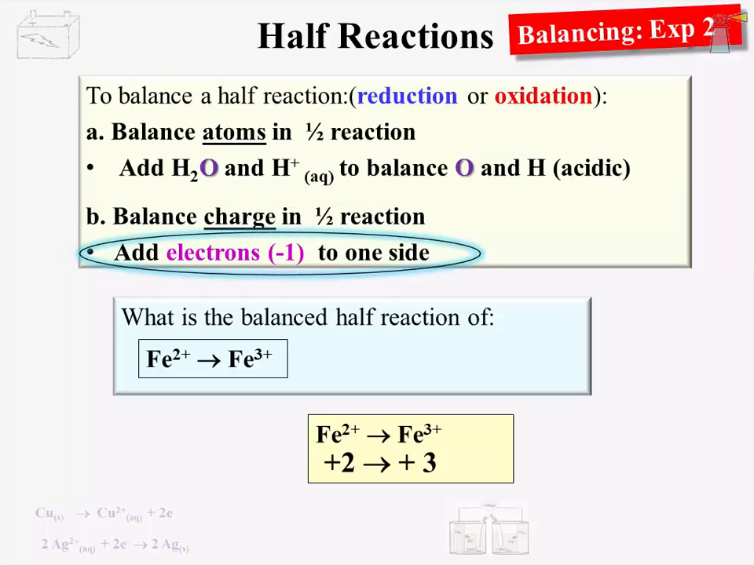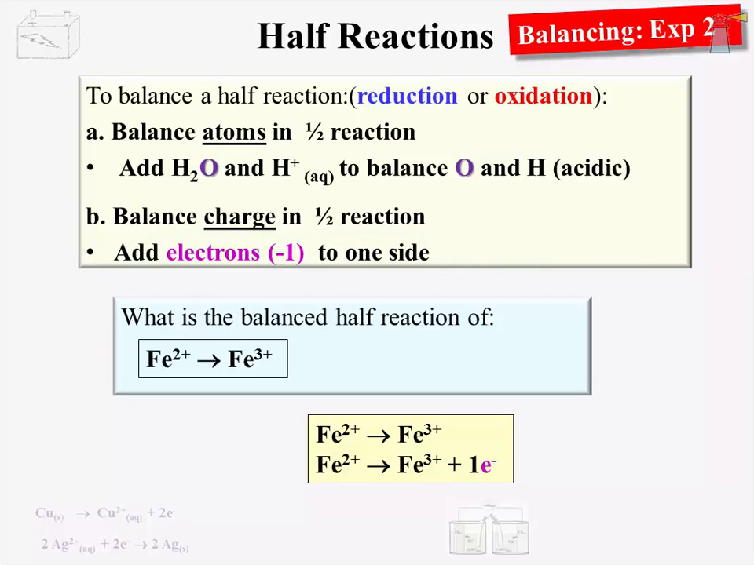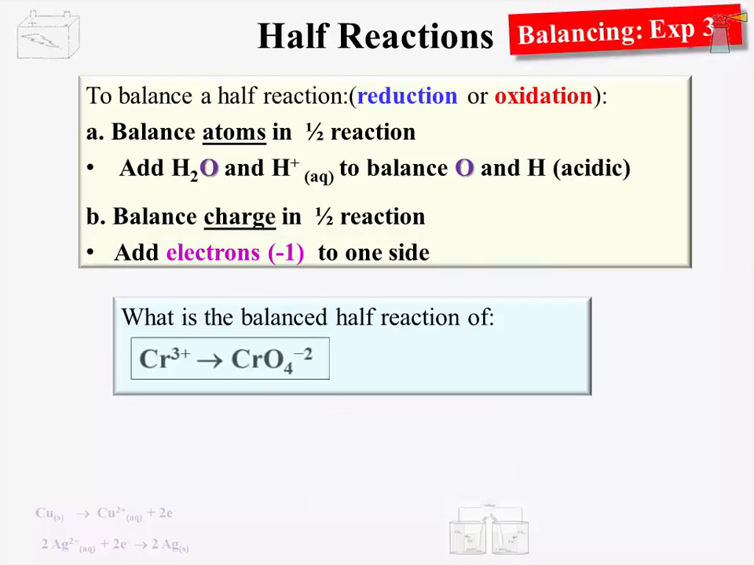From a mathematical perspective, the only way to change the charge is to add a negative charge to one of the sides. But to which side and how much negative charge? Add a -1 to the product side, giving both sides of the equation a net charge of +2. +3 minus 1 is +2. From a chemical equation perspective, balancing charge is adding a single electron to the product side. So far, so good. Let's step it up a bit and balance the more complicated reaction involving chromium-3 and chromate.